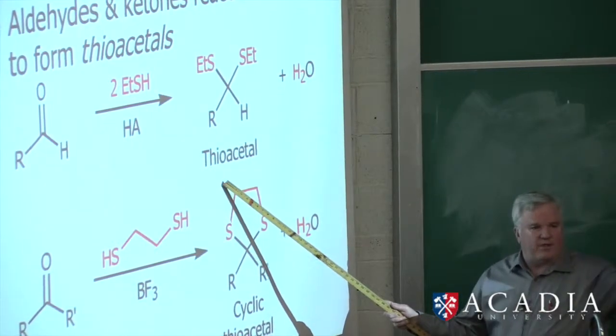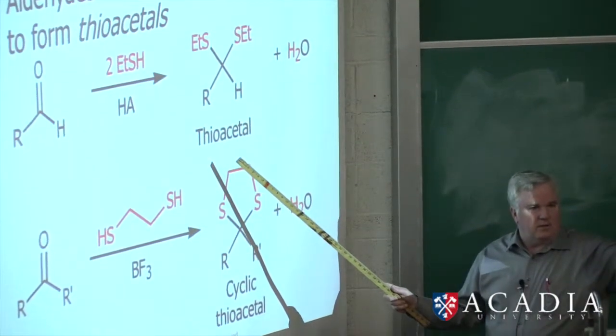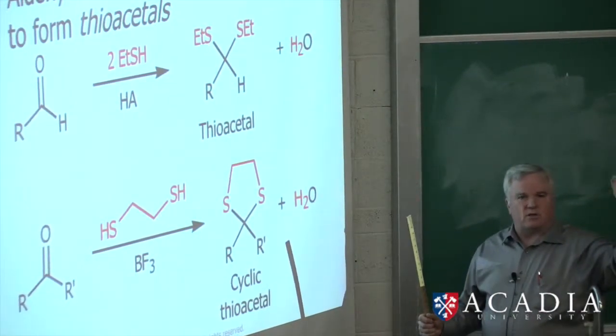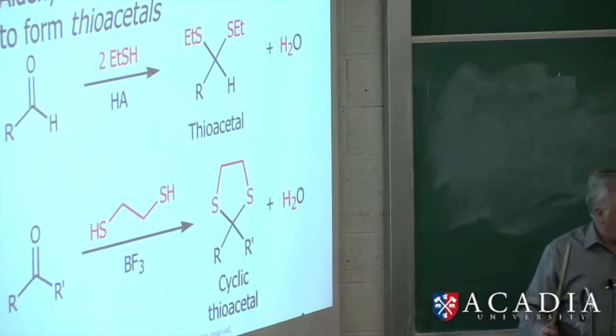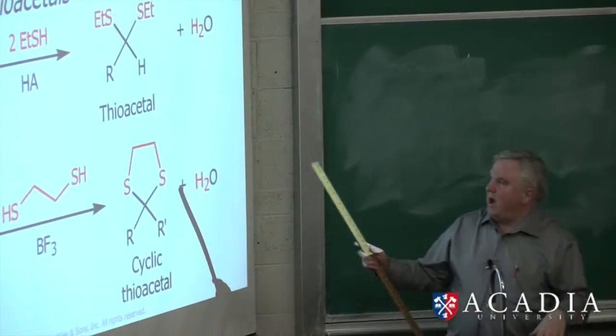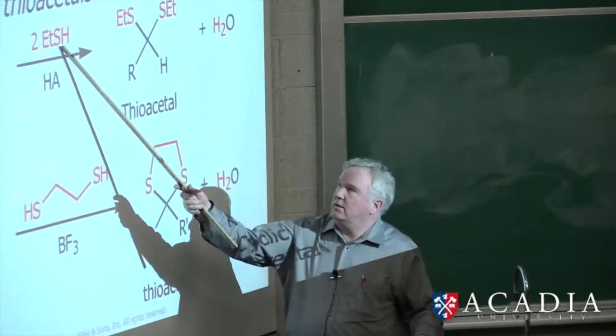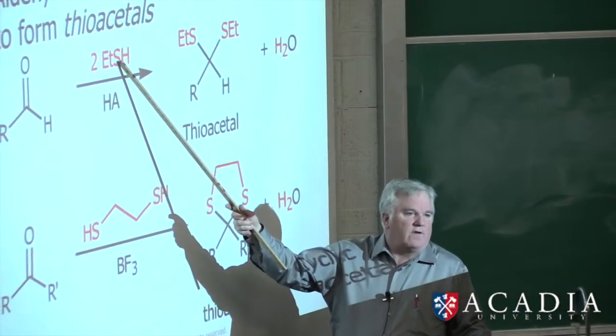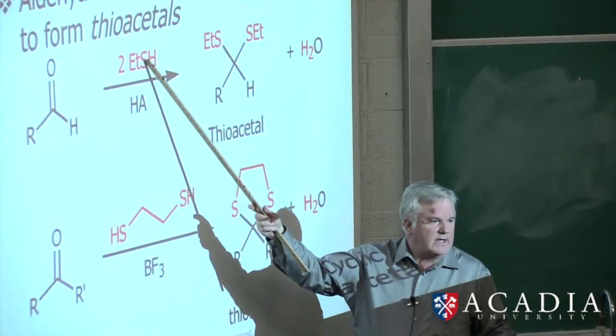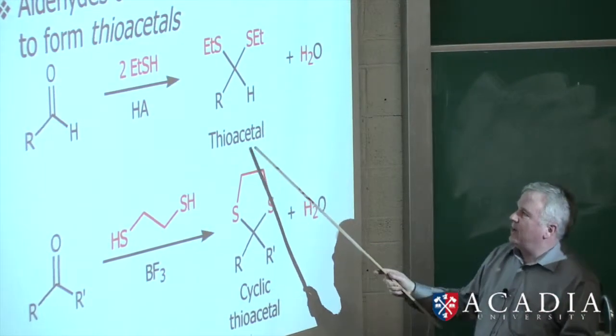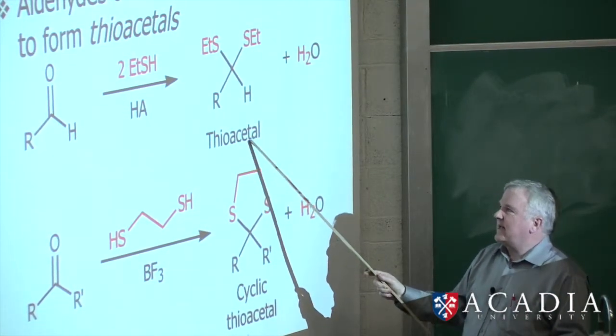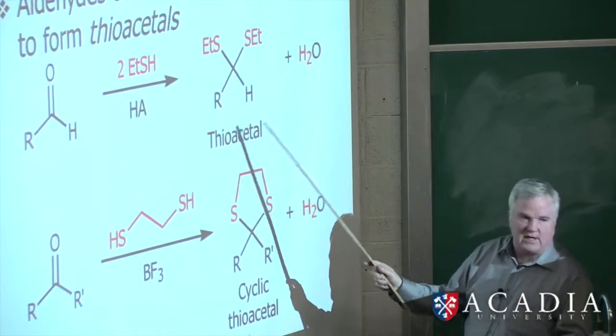How many people know what the thio means? You should start to realize thio means sulfur somewhere. Okay? So thio, this is a thiol. It's the sulfur equivalent of an alcohol. We've replaced oxygen with sulfur. And a thioacetal tells us that it's like an acetal, only we have sulfur instead of oxygen.